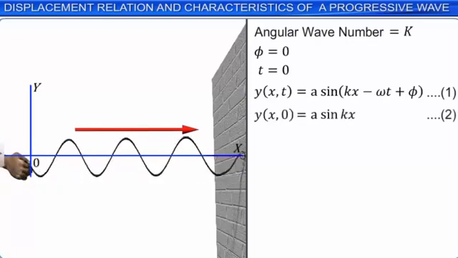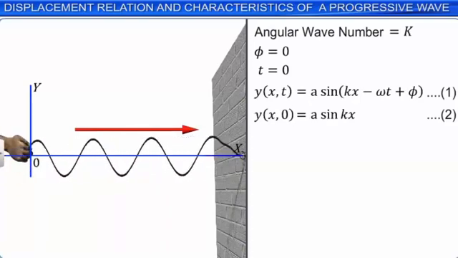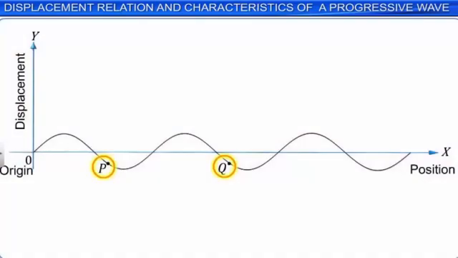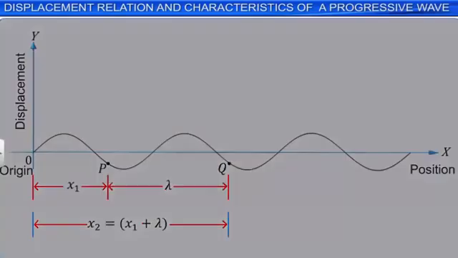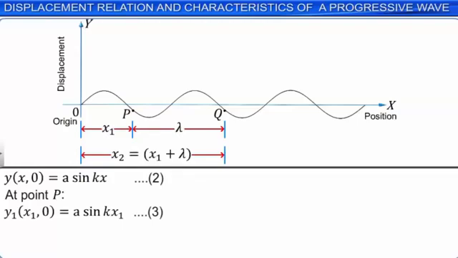Let us mark 2 points P and Q which are at the same phase on the wave. Point P is at a distance x1 from the origin, and Q is at a distance x2 from the origin. When equation 2 is applied at points P and Q, at point P, we get y1 of x1,0 is equal to a sine k into x1. Let this be equation 3. And at Q, we get y2 of x2,0 is equal to a sine k into x2. Let this be equation 4, where y1 is the displacement at P on the y-axis, and y2 is the displacement at Q on the y-axis.